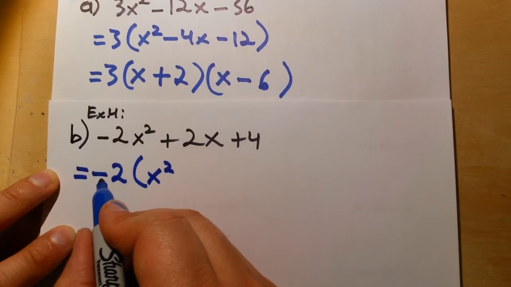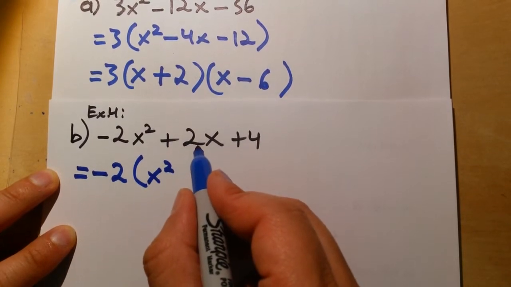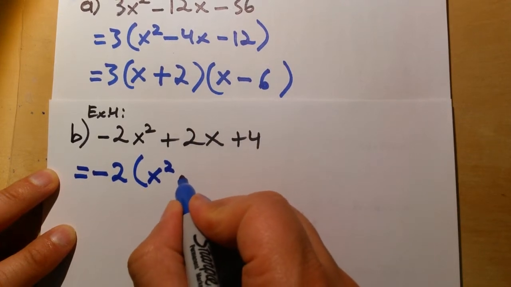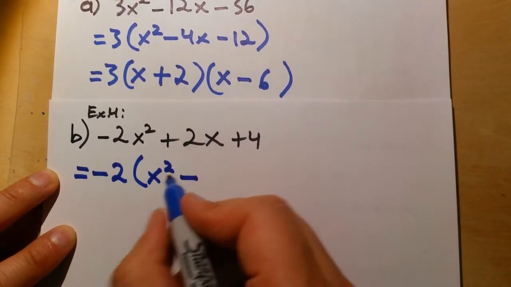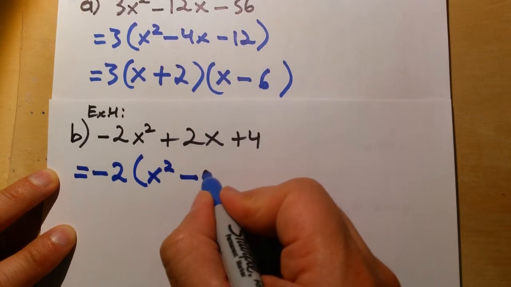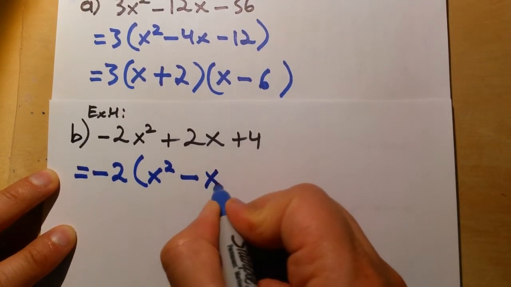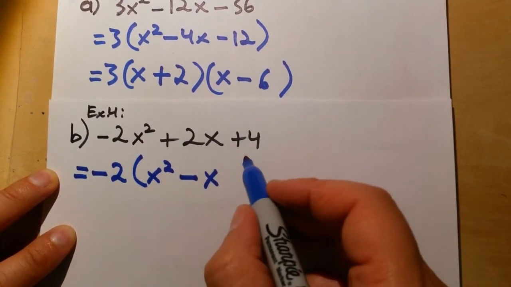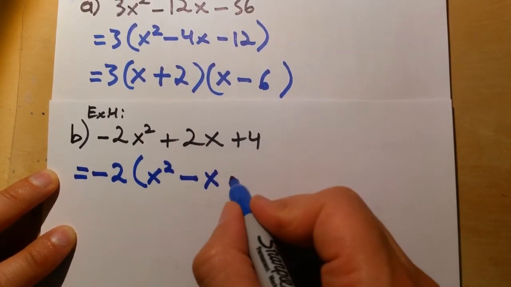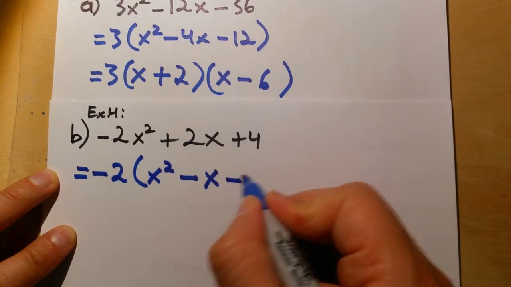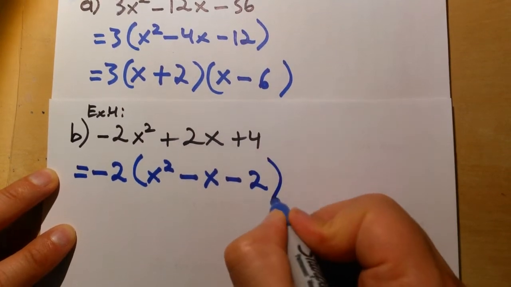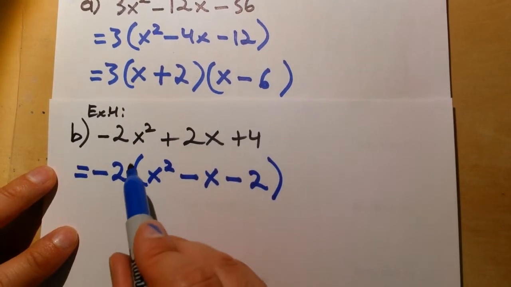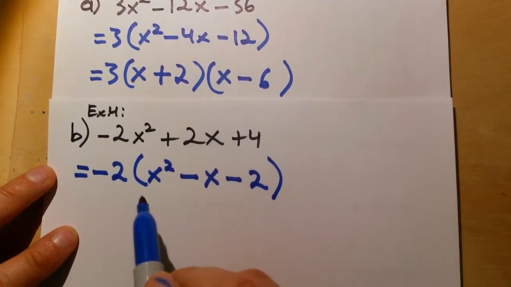How about negative 2 times what in order to get positive 2x? Well, negative times negative gives a positive, and then 2 times what to get 2x? Well, times x. And negative times negative to get a positive, and then 2 times 2 is 4. So we have just factored the negative 2 out of each of these.